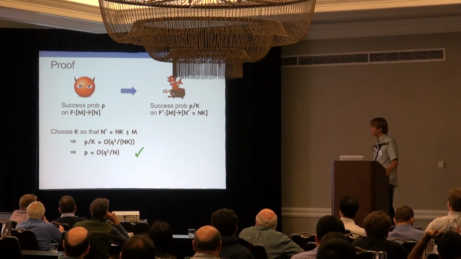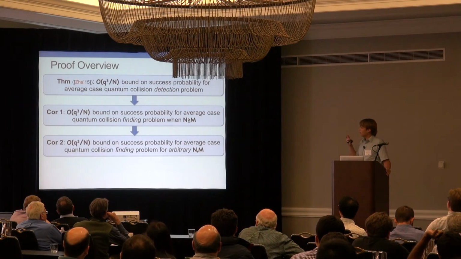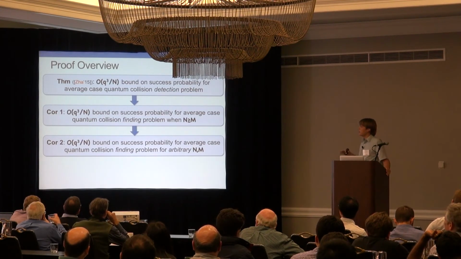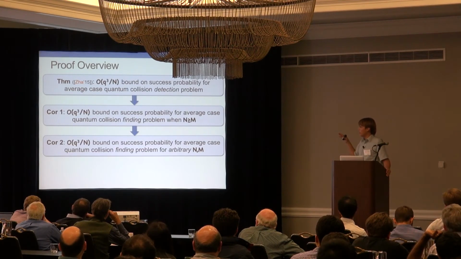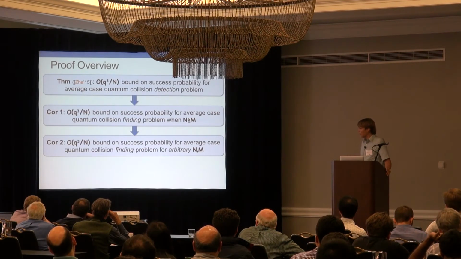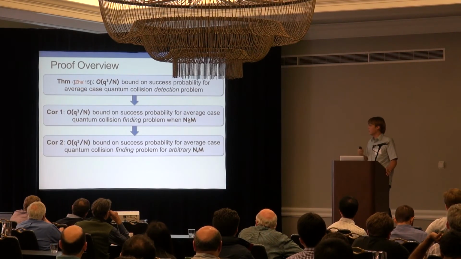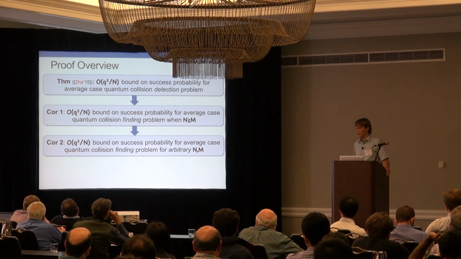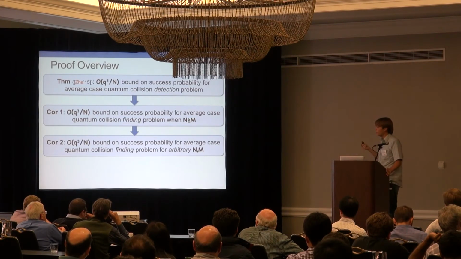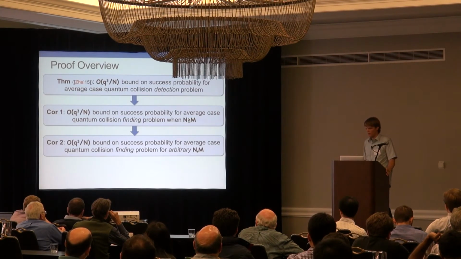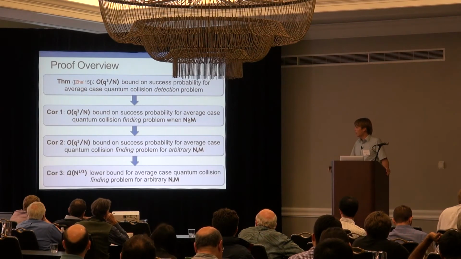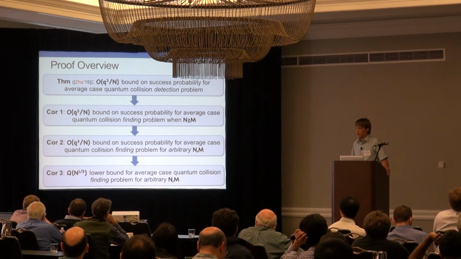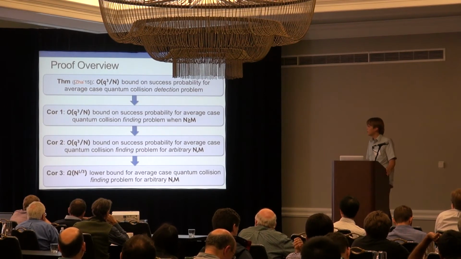And we're done. OK, so using quantum query solvability for the collision detection problem, we can get all the way to a bound on the success probability for the collision finding problem for all domain and range sizes, which was not possible before just using the quantum query complexity. And now, even if you don't care about quantum query solvability and all you care about is the quantum query complexity of the collision finding problem, the solvability immediately implies the right complexity lower bound.